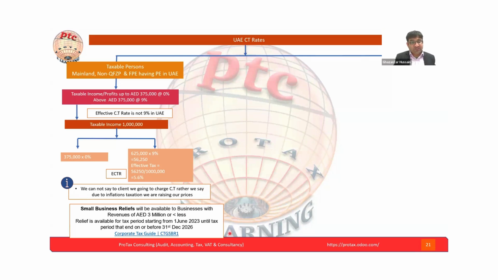Small business relief we will discuss shortly. Small business relief applies if the business revenue is 3 million or less than 3 million. The important point is 3 million or less. As per the UAE government initiative, they give the small business relief. It is available to natural persons as well as juridical persons, and it is available up to 31st December 2026.